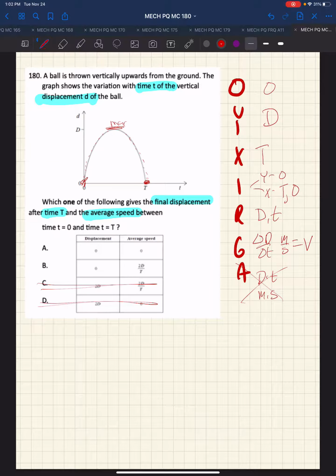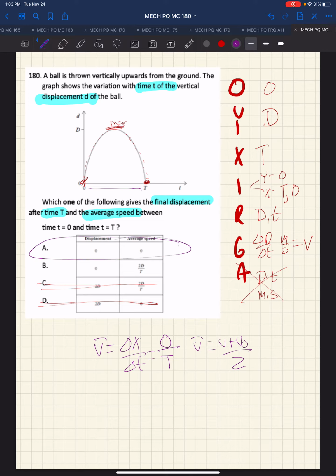And then we want to know what is the average speed between time 0 and time t. Average speed, we're going to go right to our definition, is going to be delta x over delta t, the displacement divided by the time. It's also the initial plus the final over 2. So if we look at the time, from 0 to t is t. And the delta x, well, the displacement we just said is 0. So the average speed must be 0. That's why the answer is choice A.